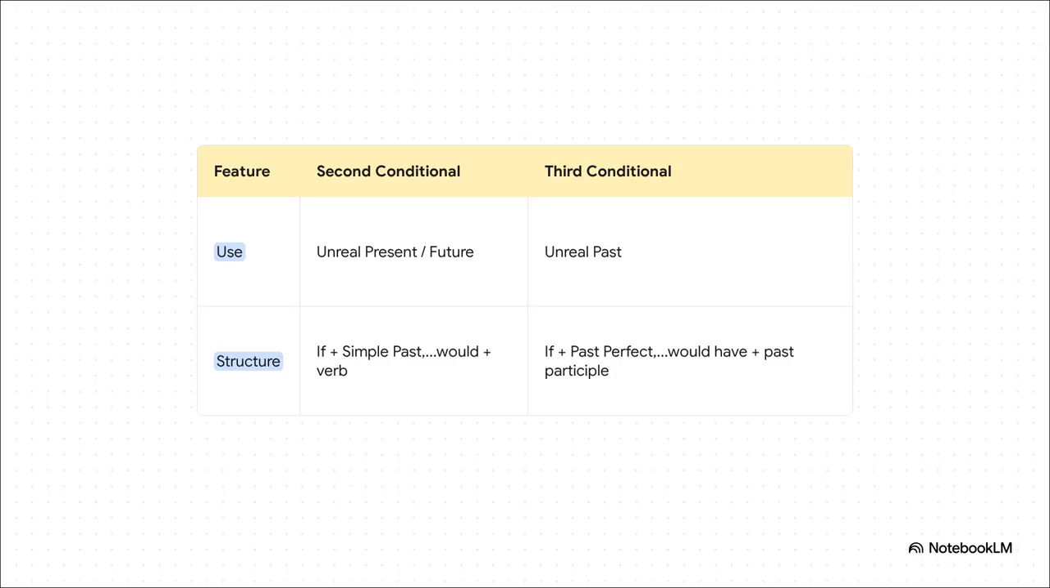It's about right now. Then you've got the third conditional. That one's for the unreal past. Like, if I had studied harder, I would have passed the exam. See? It's about something that's totally over and done with. So just remember those two time frames, present and past. They're the key ingredients we're about to start mixing.